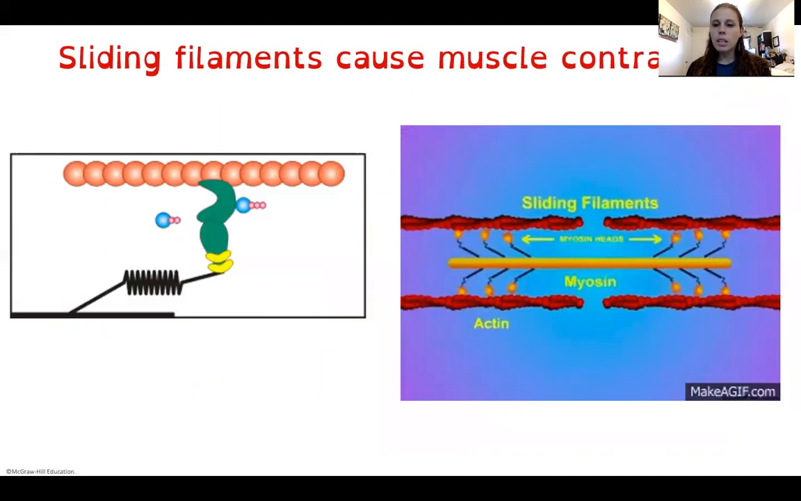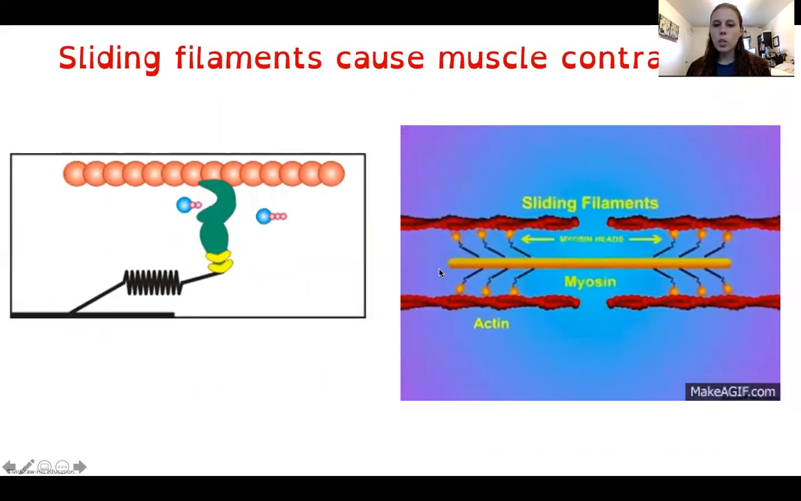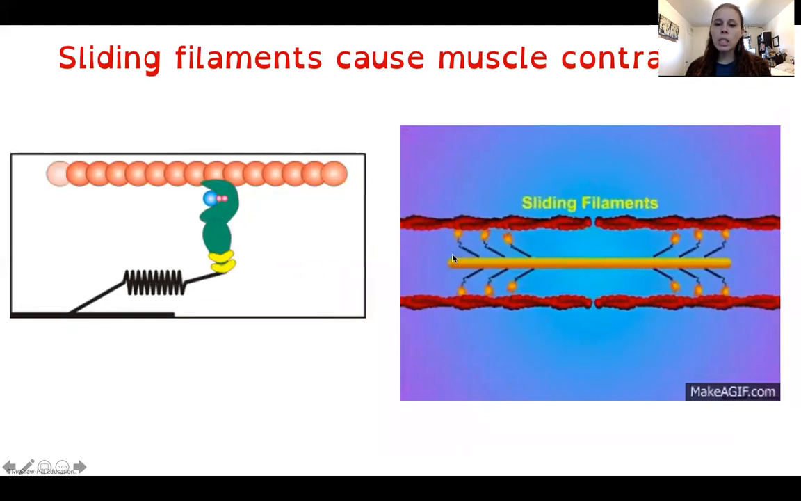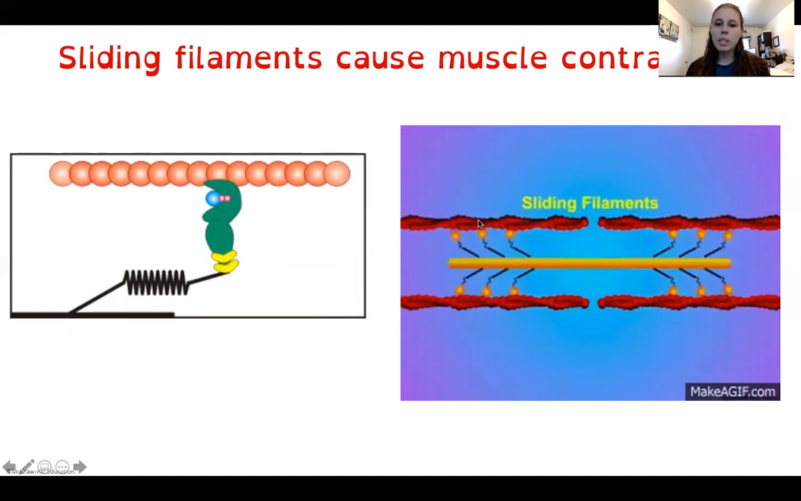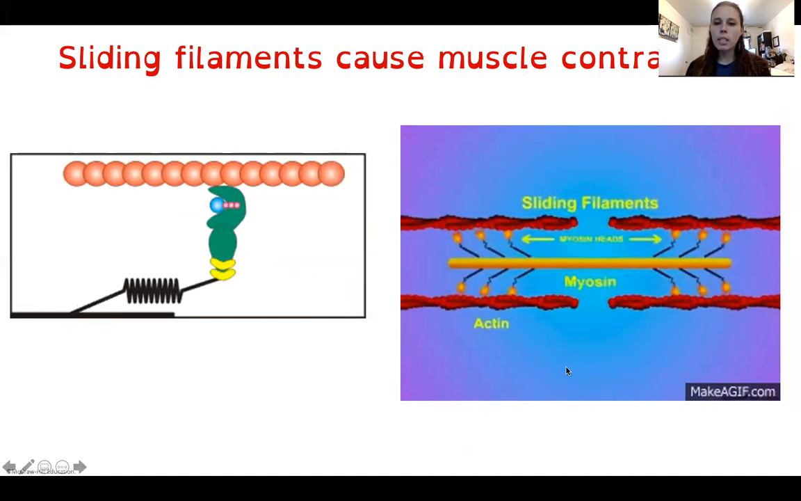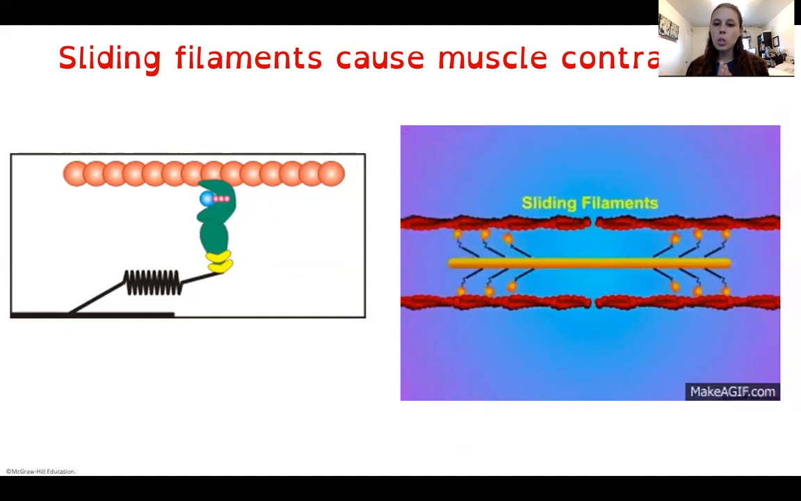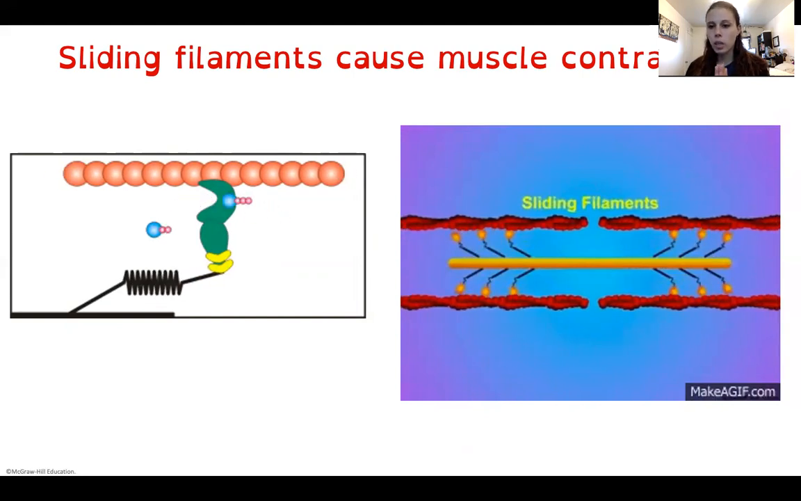You can see this animation here that is showing you just that. So here we have a sarcomere. We have the myosin with the myosin head. So this is the thick filament. And then these balls here are the thin filaments. So you can see that during a contraction, the thin filaments are coming closer together and almost touching each other at the center of the sarcomere.